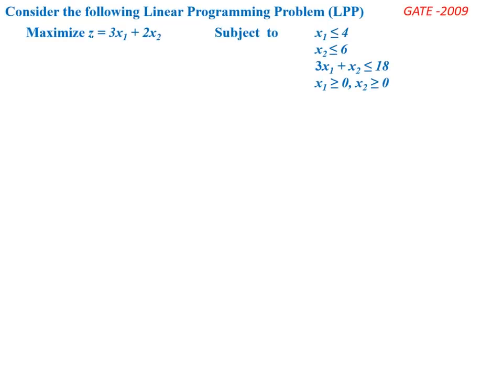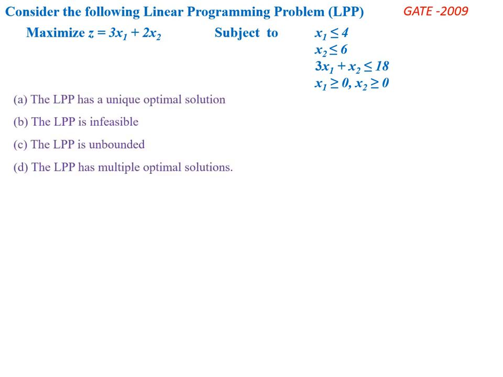So next problem is, consider the following linear programming problem. Maximize Z equal to 3x1 plus 2x2 subject to the constraints: x1 is less than or equal to 4, x2 is less than or equal to 6, 3x1 plus x2 less than or equal to 18, x1 and x2 greater than or equal to 0. This problem was given in the 2009 GATE exam.